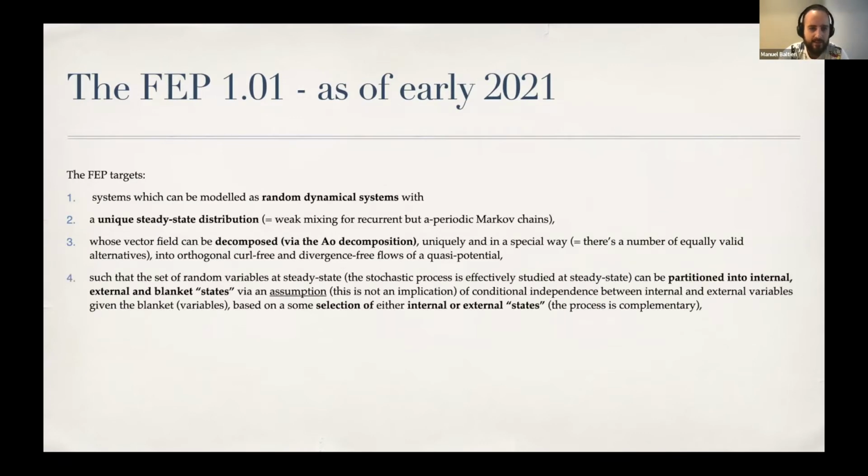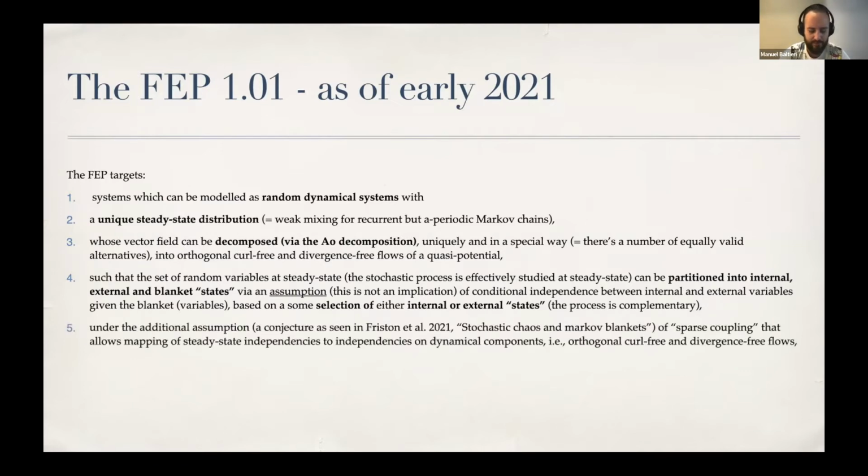At steady state, the free energy principle claims that we can partition a system into internal, external, and blanket states. And this is an assumption that comes on top of everything else. It's not derived from, or implied by, everything I've said so far. One needs to select some specific variables and say, well, this will be my internal, or this will be my external. Everything else will come from the complementarity of the system as a whole.